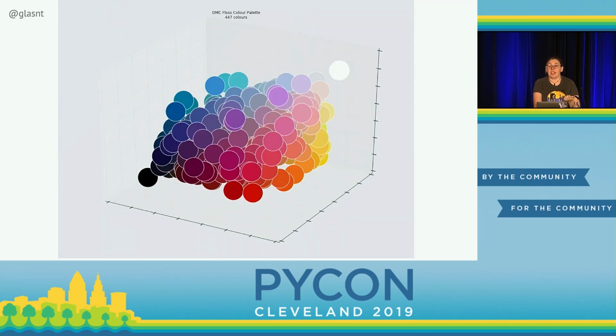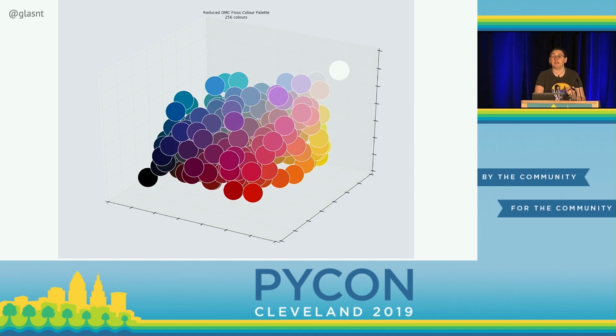If we were to use the same visualization as before, this is our original floss palette. And then if I reduce it to only 256, we still get the complexity of colours. But we can work with that 256 more easily because reasons.